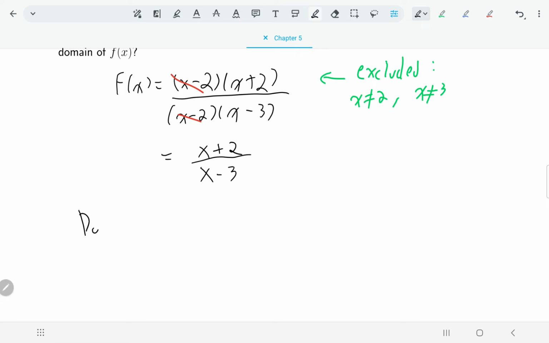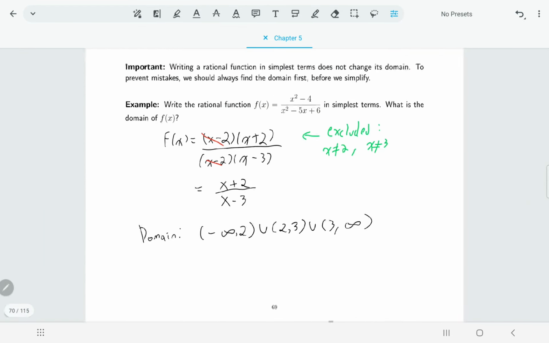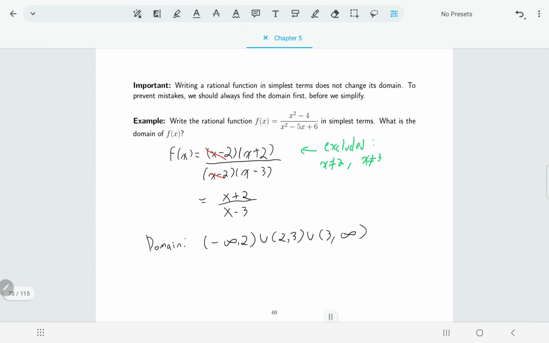Which means that for my domain, written in interval notation, it's going to be all the numbers up to 2, together with all the numbers between 2 and 3, together with all of the numbers that are larger than 3. So we have our two excluded values, 2 and 3, and the next part that we'll need to think about is what's happening on our graph for that excluded value of 2 and for that excluded value of 3.